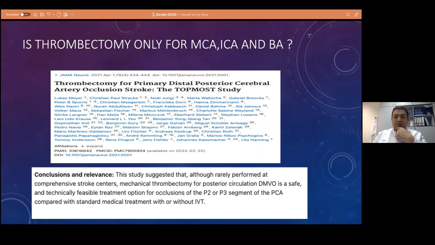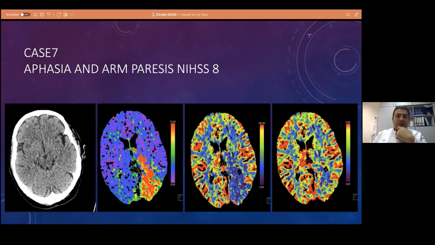but I got one case here to show, and this was a patient with aphasia and arm paresis, NIHSS 8. You see on the native CT here the hyperdense artery sign. You don't see infarct demarcation, and in the perfusion CT, you have the mismatch between blood flow and blood volume, and you have the prolonged time to drain. So we decided to do it.